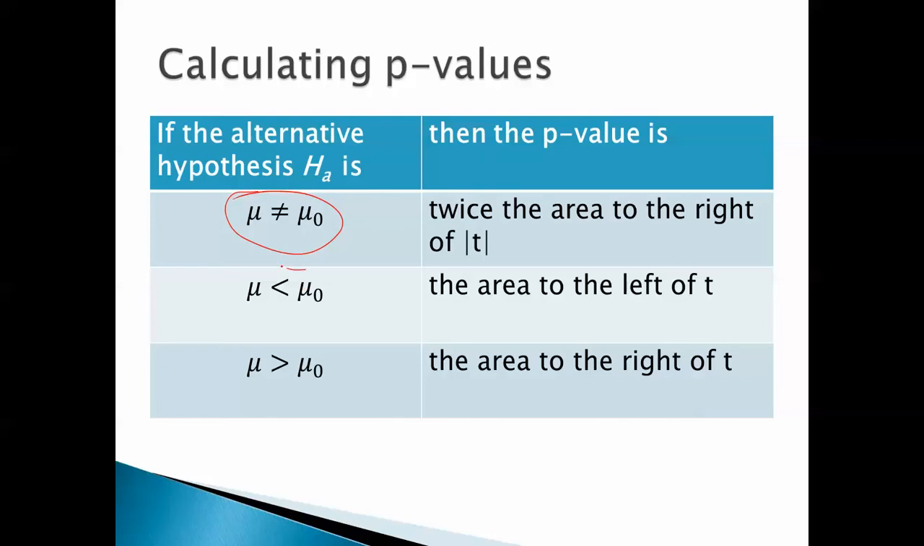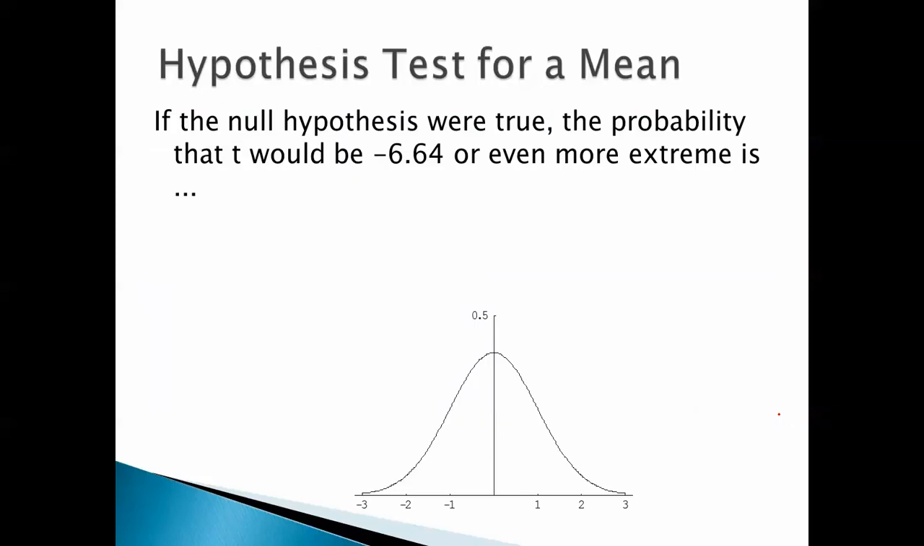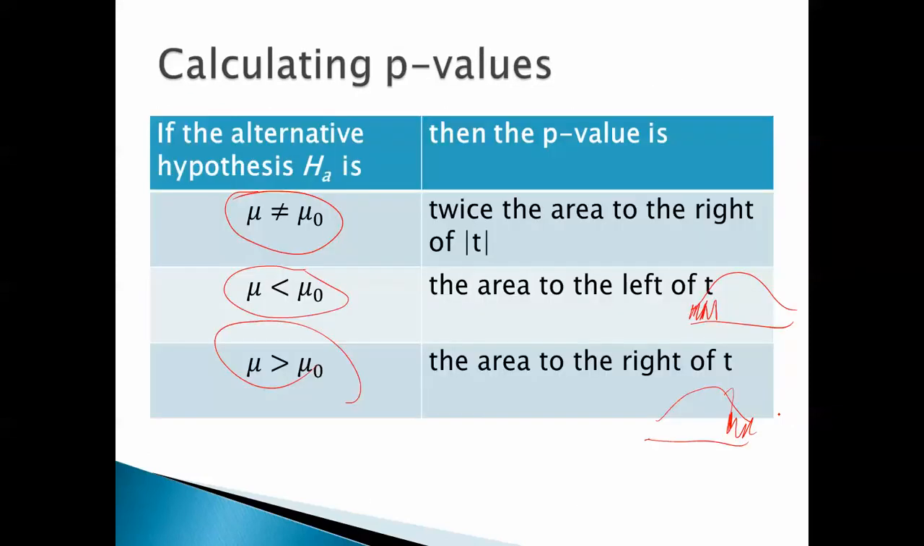If the alternative hypothesis is mu is less than mu sub 0, we want the area to the left of t because this is what our distribution is going to look like. We want to reject only if t is too small. And if mu is greater than mu sub 0, we want the area to the right of t because we want to reject big values of t. Okay, but again, we have this first situation here. Mu does not equal mu sub 0.